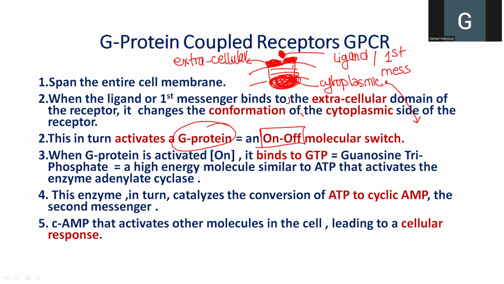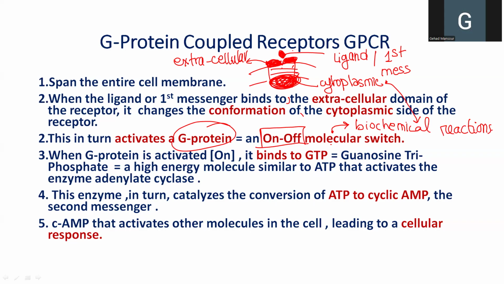So when we say that it is an on-off molecular switch, molecular here means that it can switch on or switch off the chemical reactions or the biochemical reactions, since all biochemical reactions occur at the level of atoms and molecules. So we have two possibilities. Either the G protein is on or off. When it undergoes conformational changes, it will be on.